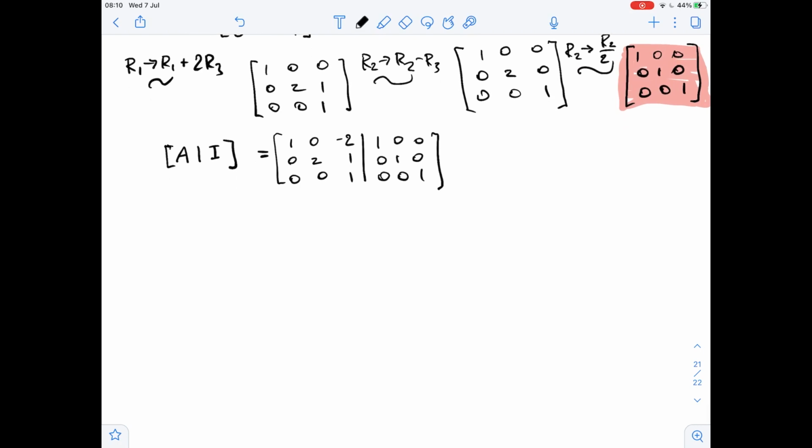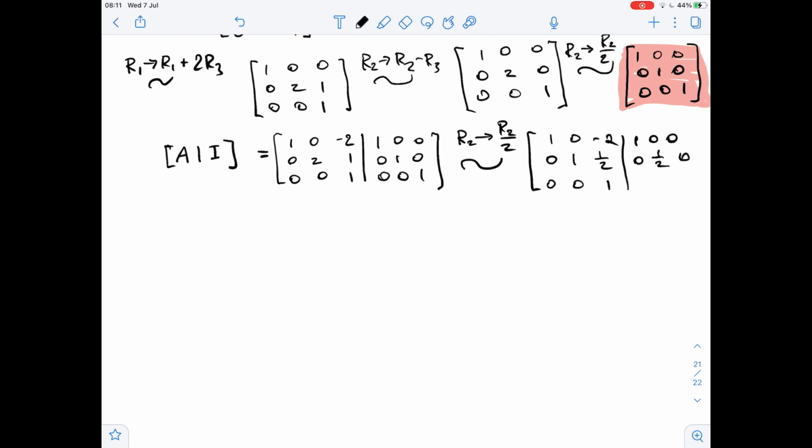So our first step is to divide row 2 by 2. So row 2 becomes row 2 over 2. So here we get 1, 0, negative 2, 1, 0, 0. This stays the same. Here it's 0, 1, 1 over 2, 0, 1 over 2, 0, 0, 0, 1, 0, 0, 1.